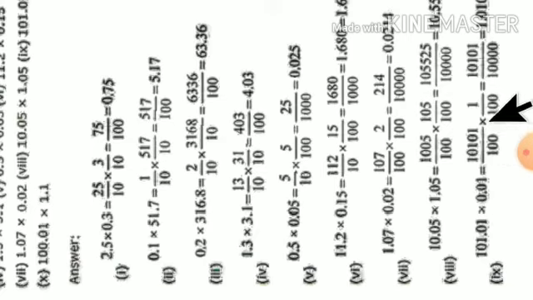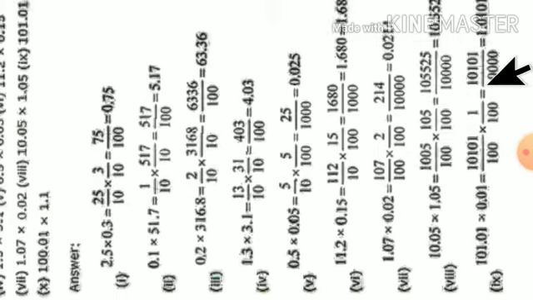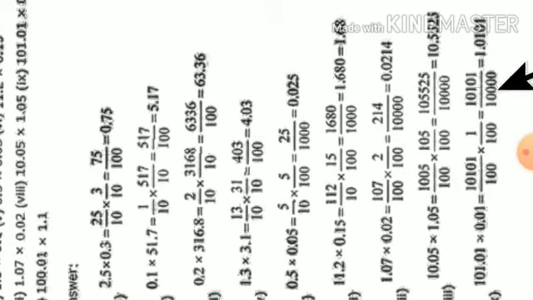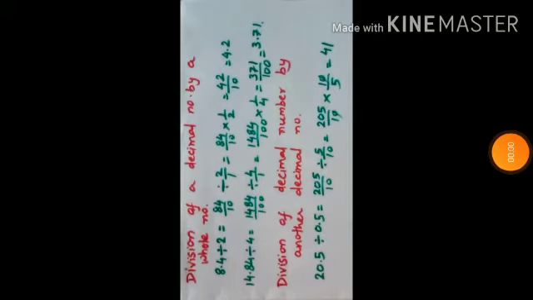Okay. 101.01 into 0.01 equal to 10,101 upon 100 into 1 upon 100 equal to 10,101 upon 10,000. Here 4 zeros are there. So again after point 4 digits will come. So 1.0101.